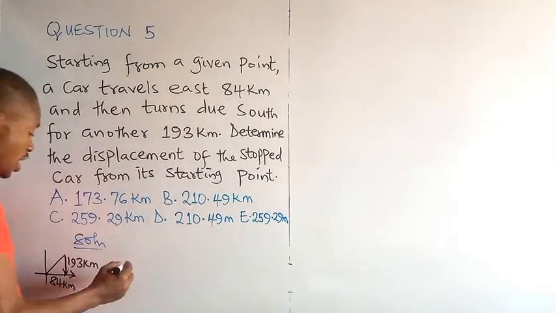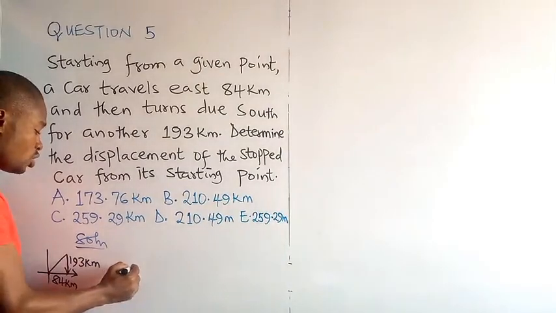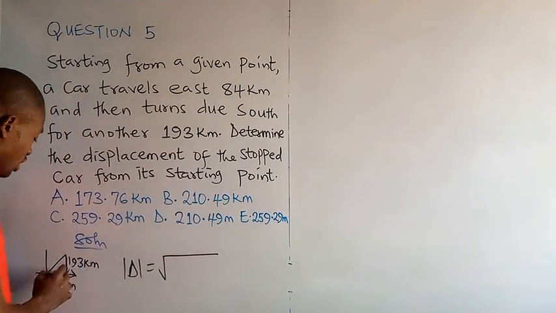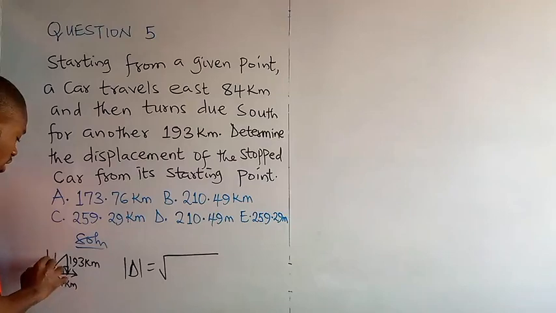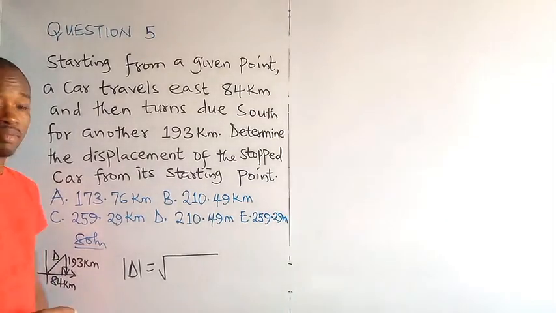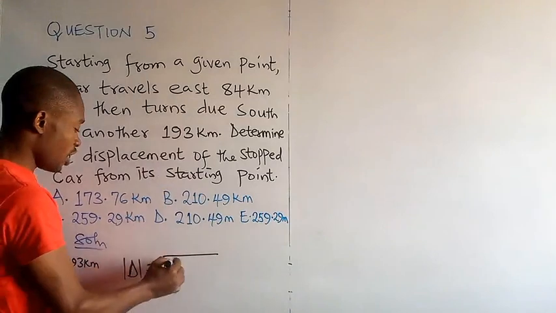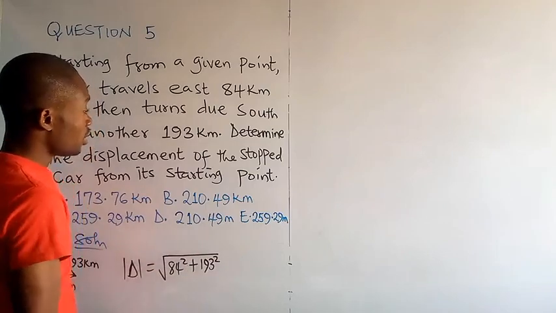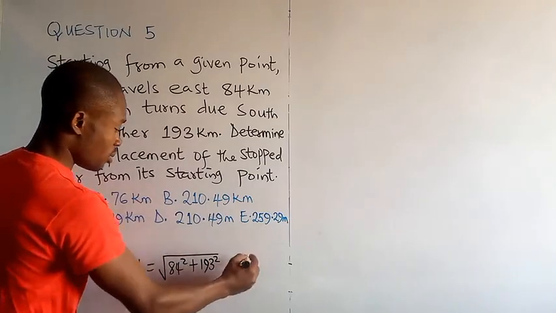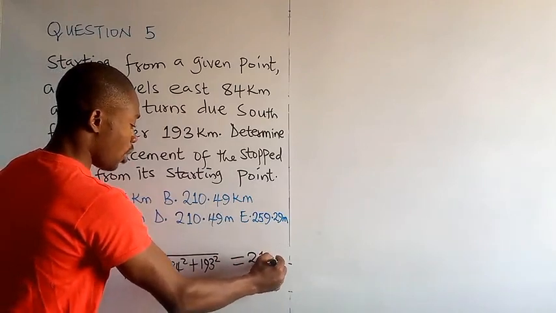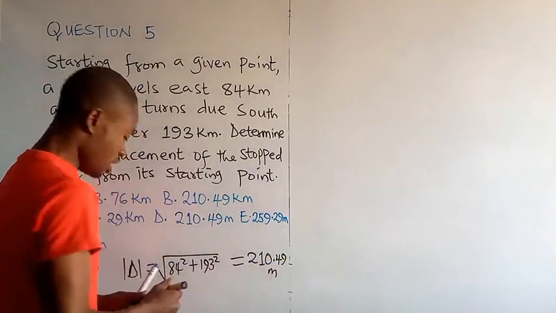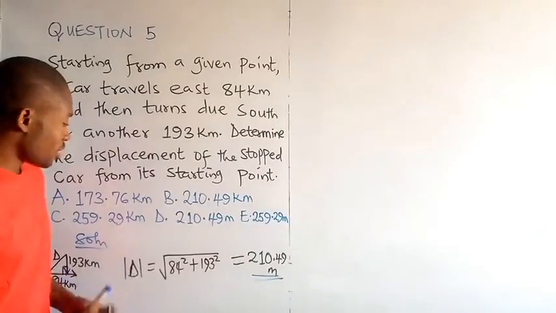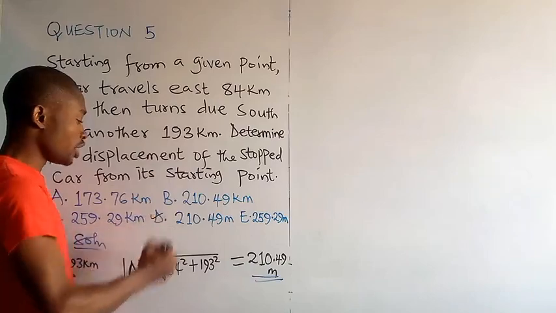So what are we expected to do here? Simply to get the displacement, permit me to use D for the displacement. The magnitude, simply move on. Because solving this, use Pythagoras theorem. This is a right angle triangle. The hypotenuse is our displacement. So it's going to be the square root of 84 squared plus 193 squared. If you resolve this, you're going to get the displacement to be 210.49 meters. So this is the correct answer, the displacement of the stopped car. Quite simple, you know. So the correct option is option D.